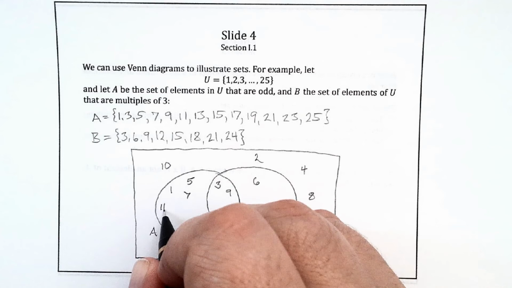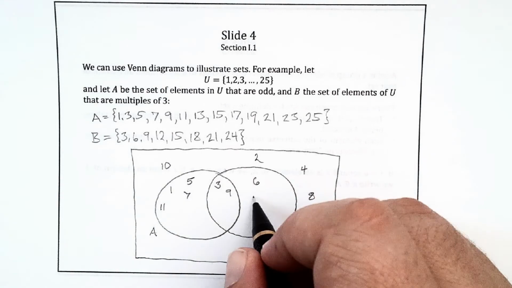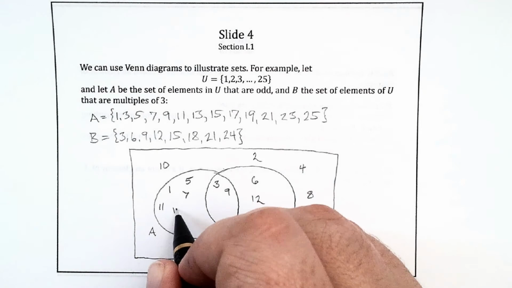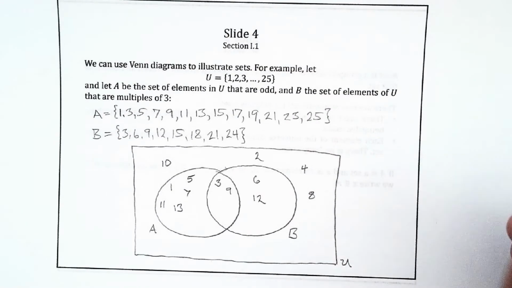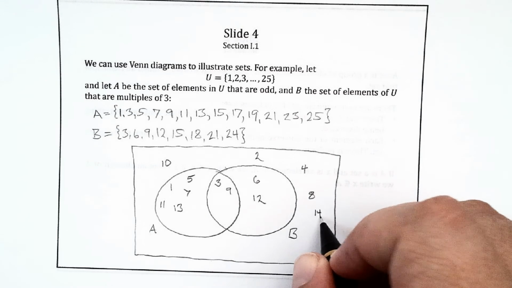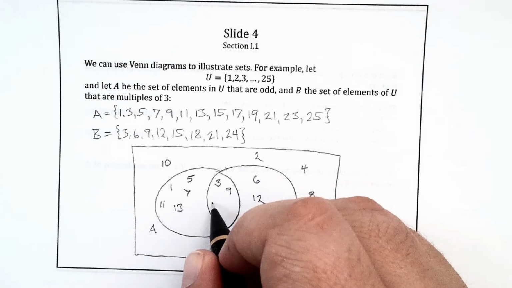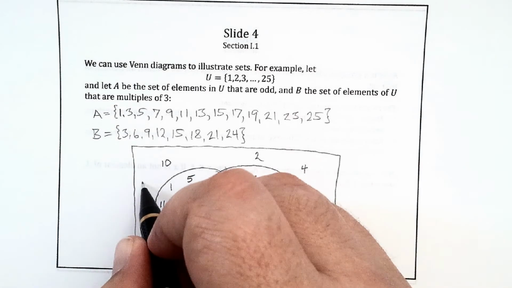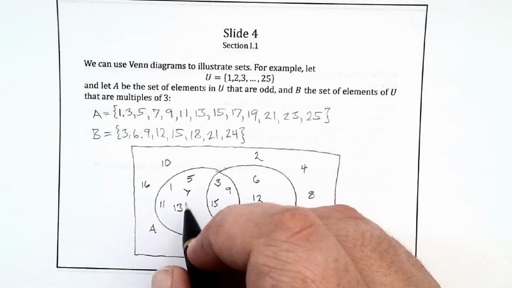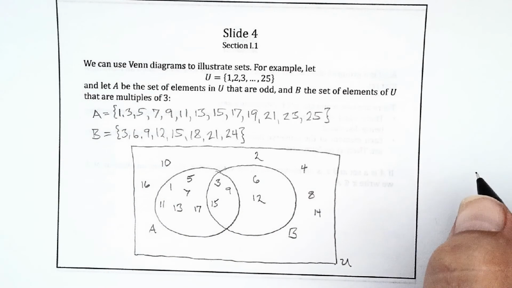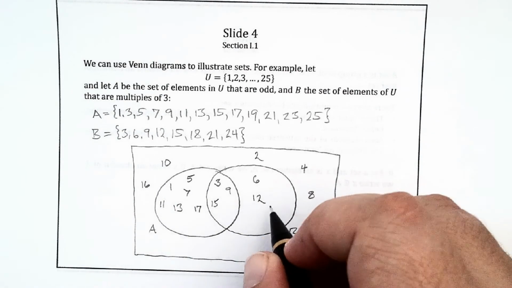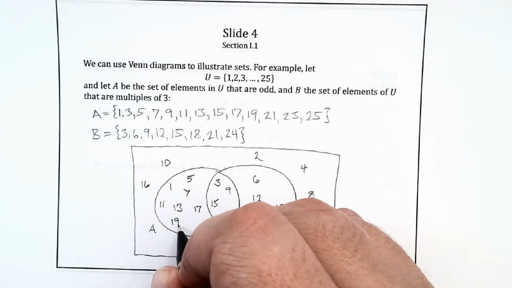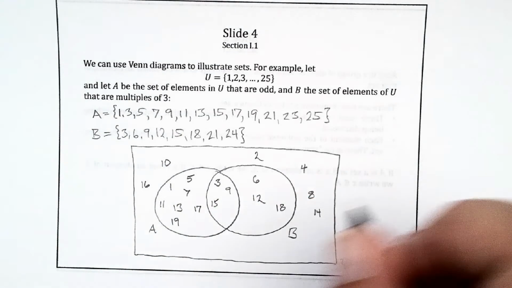11 is just A. 12 is just B. 13 is just A. 14 is neither. 15 is in both. 16 is neither. 17 is just A. 18 is just B. 19 is just A. 20 is neither.